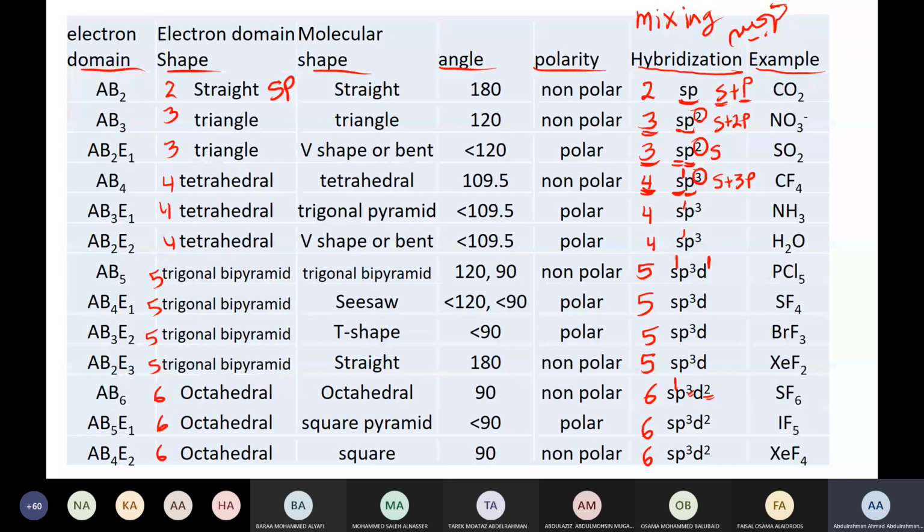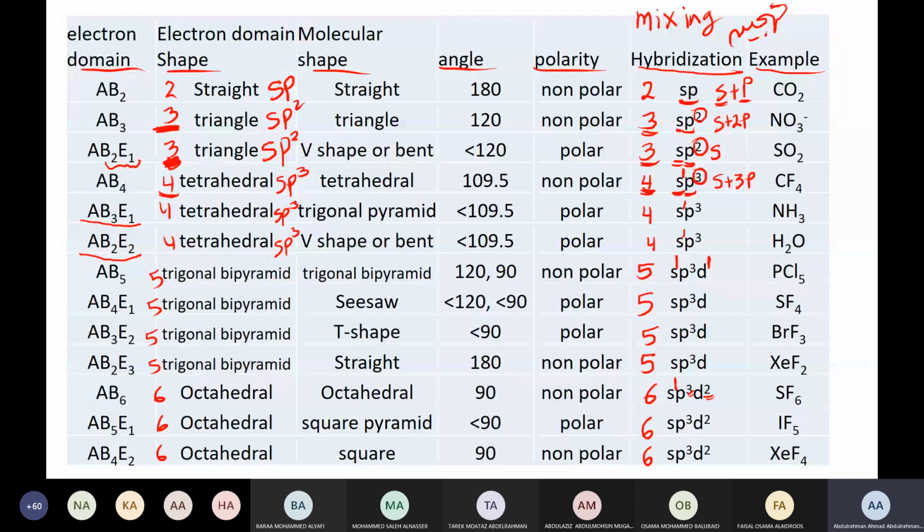It depends on the electron domain. What's the electron domain here? 3. What will be the hybridization? s, 3, p, 2: sp2. What will be the hybridization here? sp2 also. If you have 4, it's sp3. How about this one, AB3E1? Also sp3. How about AB2E2? Also sp3. You have to memorize this.